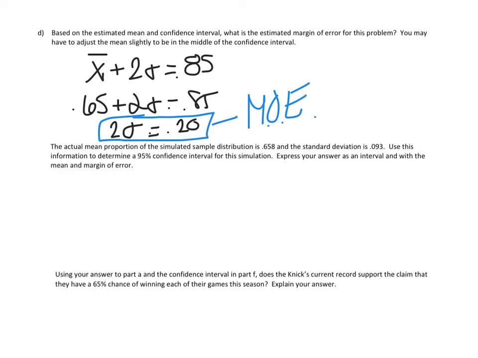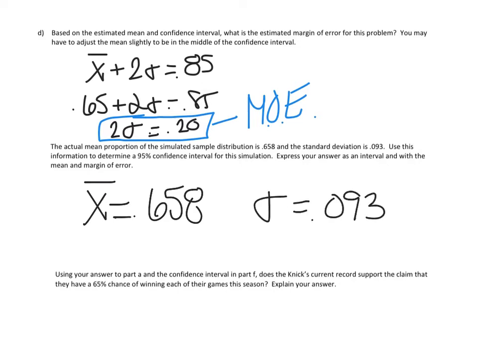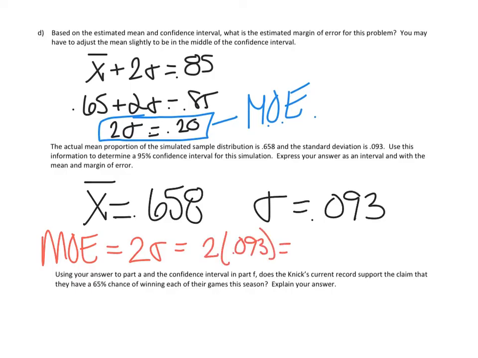So here's our data. The actual mean proportion for the simulation is 0.658. And the standard deviation is actually 0.093. Use this information to create and determine a 95% confidence interval for the simulation. All right, so I first want to get my margin of error. My margin of error is 2 times the standard deviation, so that's going to be 2 times 0.093. So I'm getting a margin of error of 0.186.